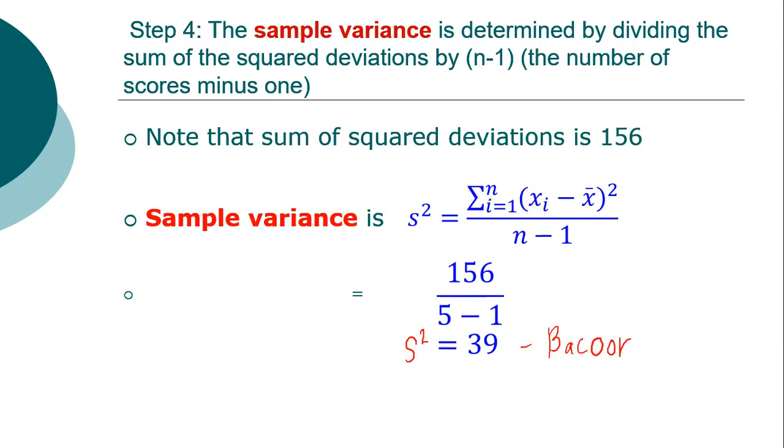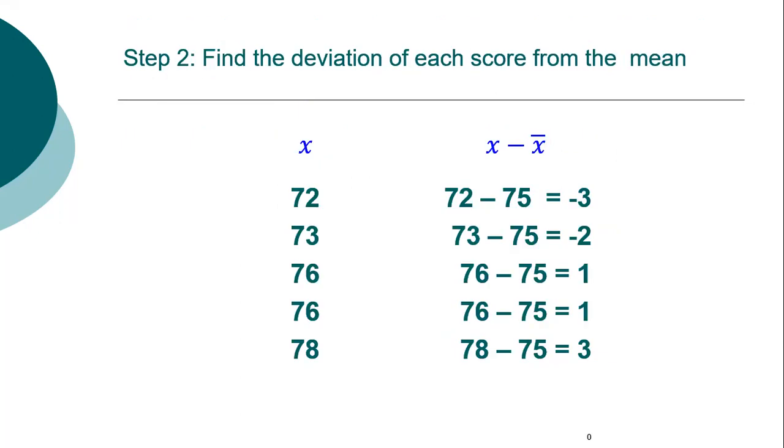Okay, so Bacoor yan. Now, moving to the Emu shop. So this is your Emu shop. So again, we've already solved earlier that the mean of this is 75. So the first part is x minus the mean. So 72 minus 75 is negative 3. 73 minus 75 is negative 2. 76 minus 75 is 1. 76 minus 75 is 1. 78 minus 75 is equal to 3.